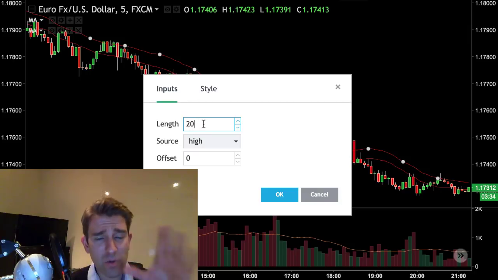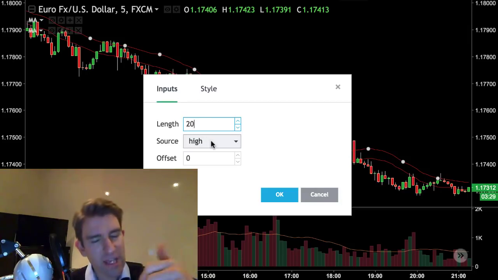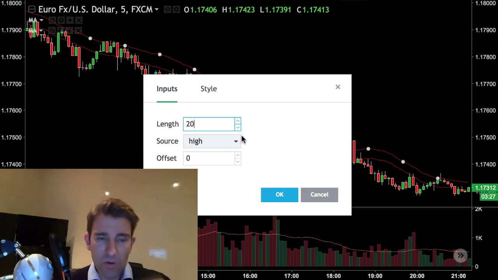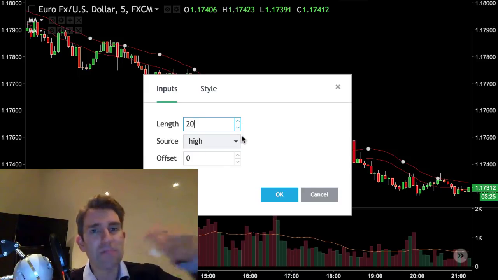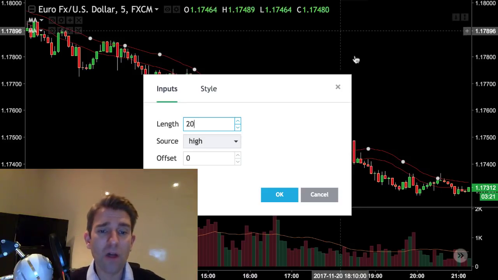Okay, so I have here a 20 period moving average. This one is based on the high. Now, the default setting is normally based on the close. What does it mean? It means that it's using the highest of each bar of the last 20 bars to get your average, rather than the close.